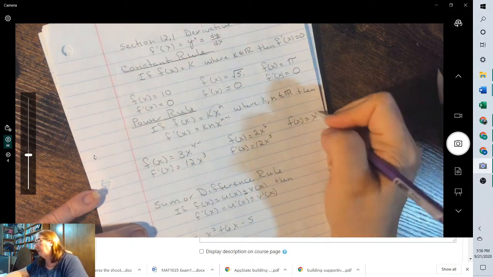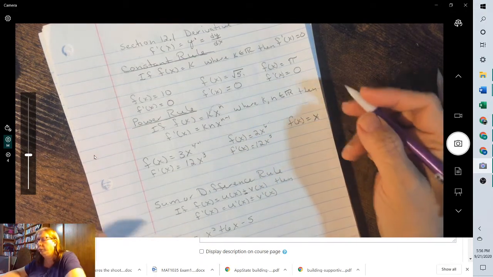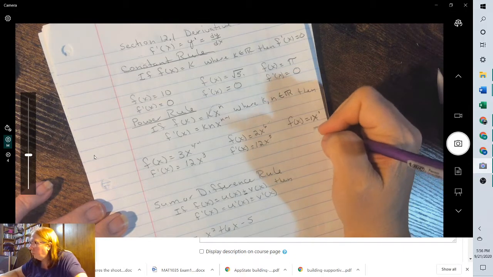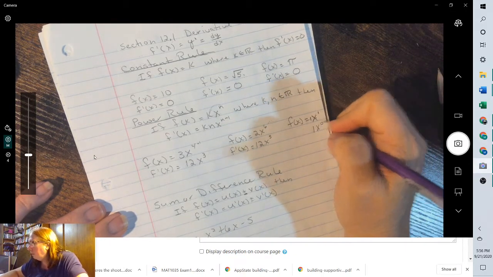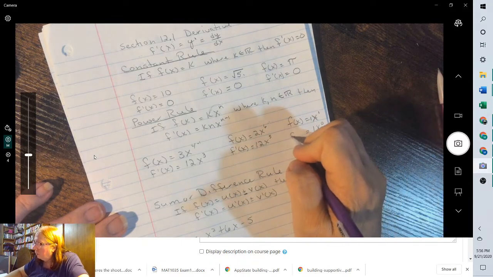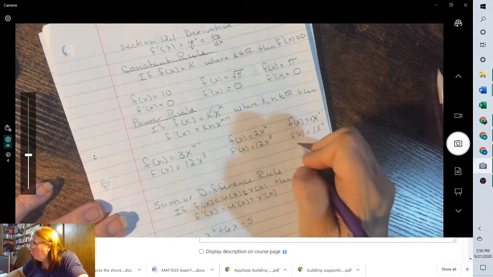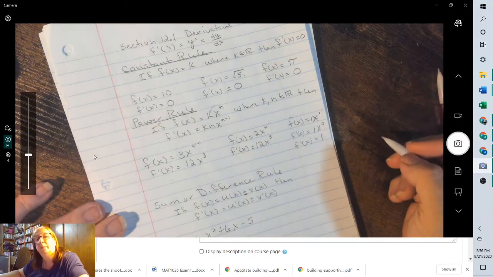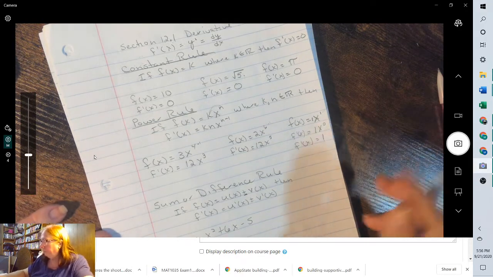How about f of x equals x? Remember, when there's no number, it's a 1. So 1 times 1 is 1. But when we subtract 1, we have x to the 0. Well, x to the 0 is 1. So it's just 1. Okay.